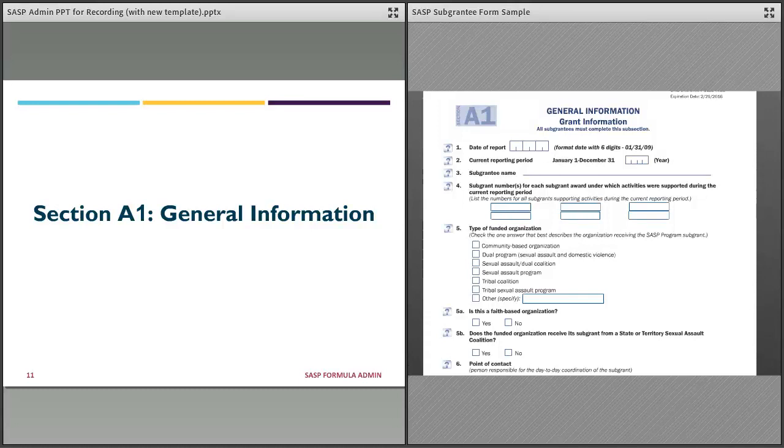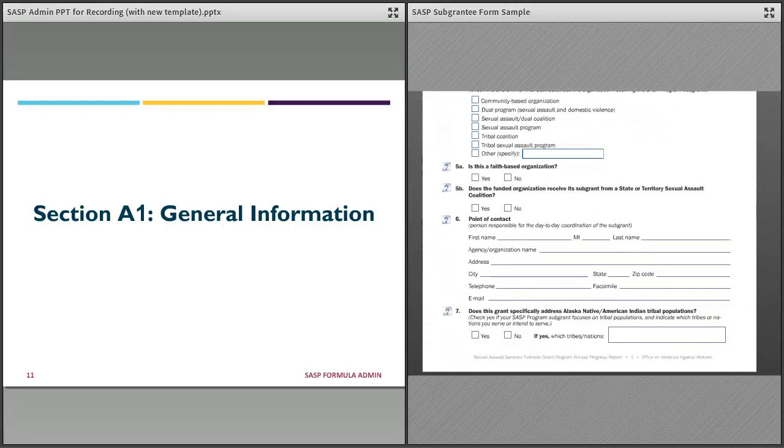In question 5, the subgrantee will enter the type of funded organization. Note that if the subgrantee is a sexual assault coalition that is passing money through to local programs, the local programs should be filling out the subgrantee form and prorating their FTEs, victims served, and other activities to reflect only what was done with SASP program funds.